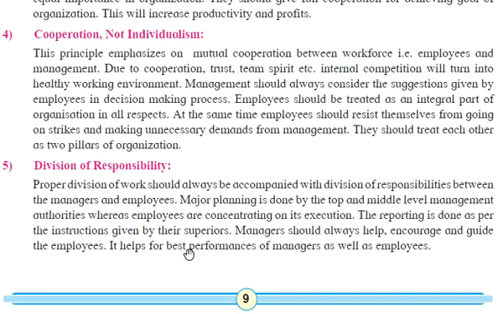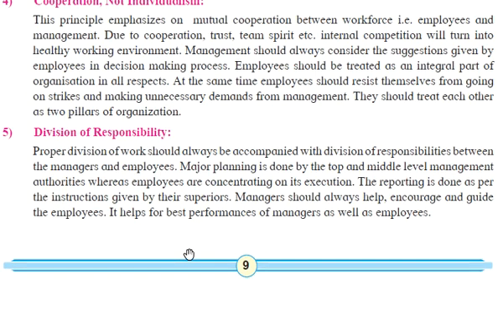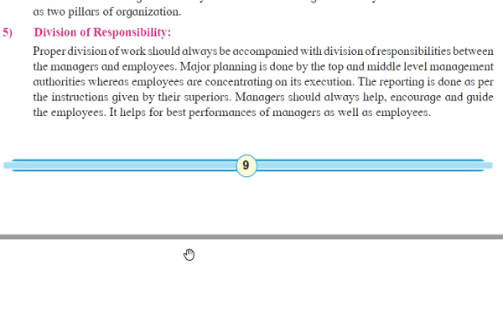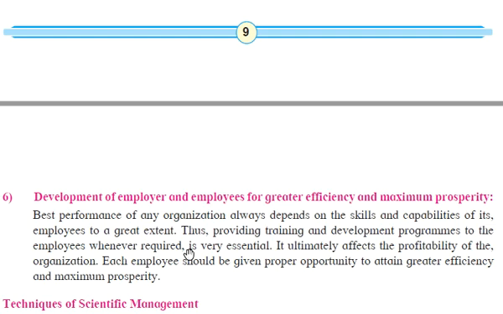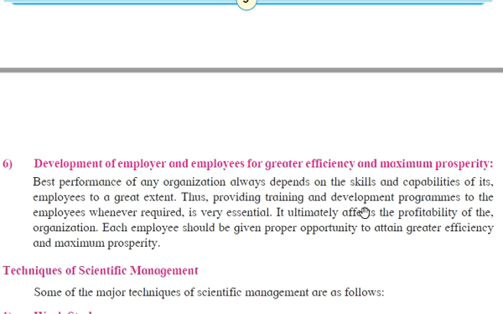This is the scientific management by F.W. Taylor. The sixth one is development of employer and employee for greater efficiency and maximum prosperity. So how the employer and employees? The employer is the organization, and the employees are for greater efficiency, productivity, and maximum prosperity. The best performance of an organization always depends on the skills and capabilities of its employees.